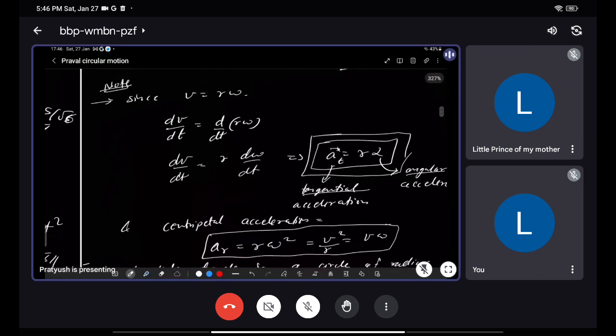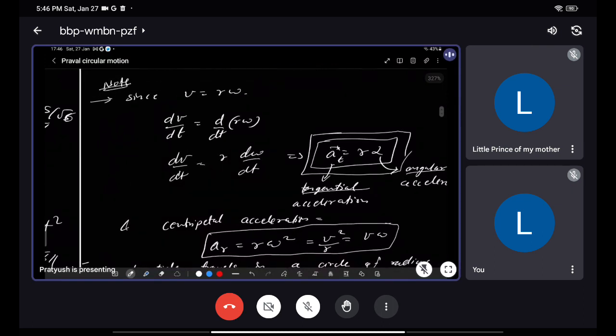Now take down this note. Since V equals R omega, then differentiate the equation. What do we get? We get tangential acceleration as R alpha. Alpha is d omega by dt, which is angular acceleration. So this is angular acceleration, alpha, and tangential acceleration is at.